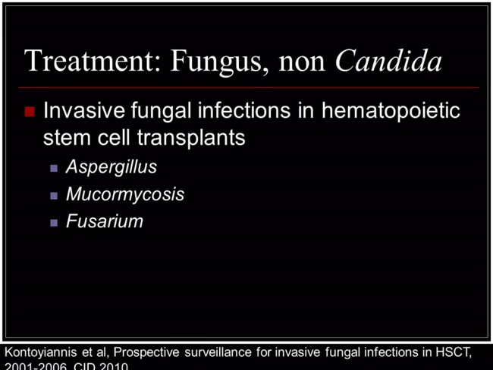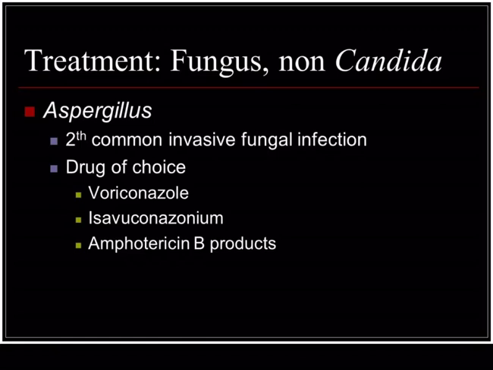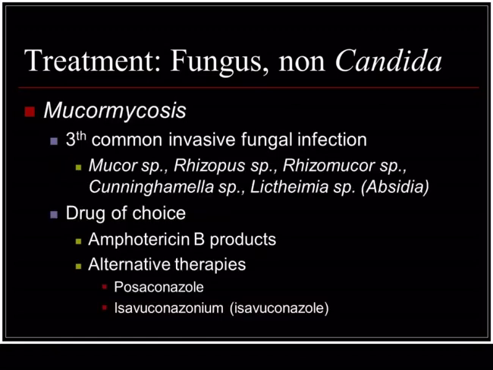So invasive fungal infections in stem cell transplant patients, if you looked at that group and asked what bugs you get: Aspergillus, mucormycosis, and Fusarium. Aspergillus being the second most common IFI, drug of choice VORI, isavuconazonium, and ampho products. Mucor is our third most common IFI. Understand there are many different subtypes. We have seen all of these at Moffitt. Drug of choice ampho, alternatives posa, isavuconazonium. If possible, the patient needs to have debridement.